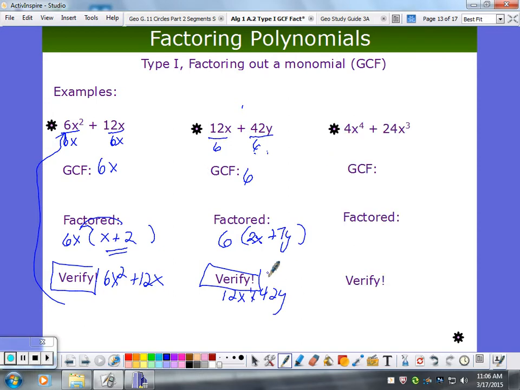Let's look at this guy. Third example: 4x to the 4th plus 24x squared. All right, start with the numbers. We got 4, we got a 24.